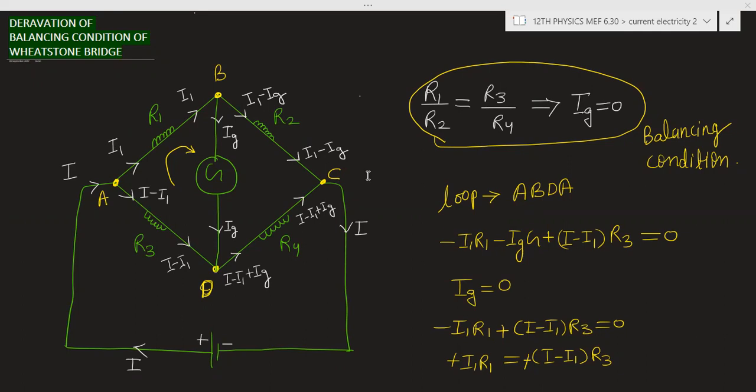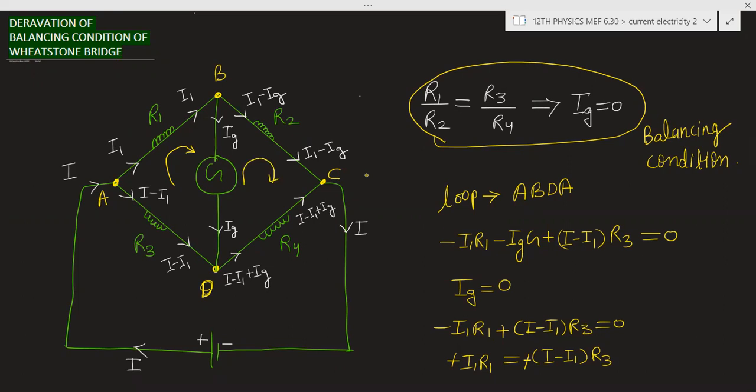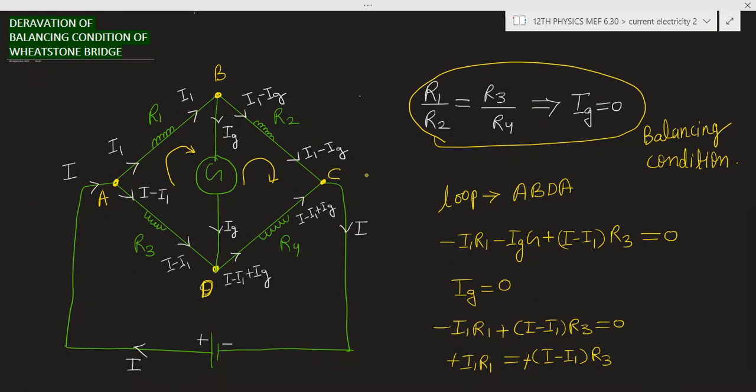And one thing more, in this loop also, we are moving in this direction. I mean, this is a clockwise direction. Please copy this. And almost we have completed 99% of this chapter.